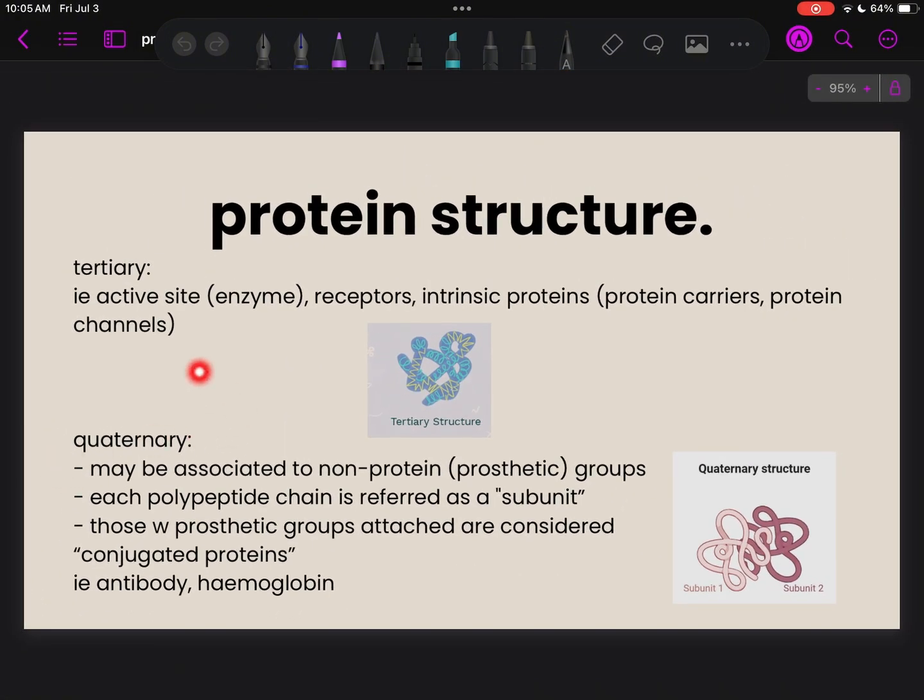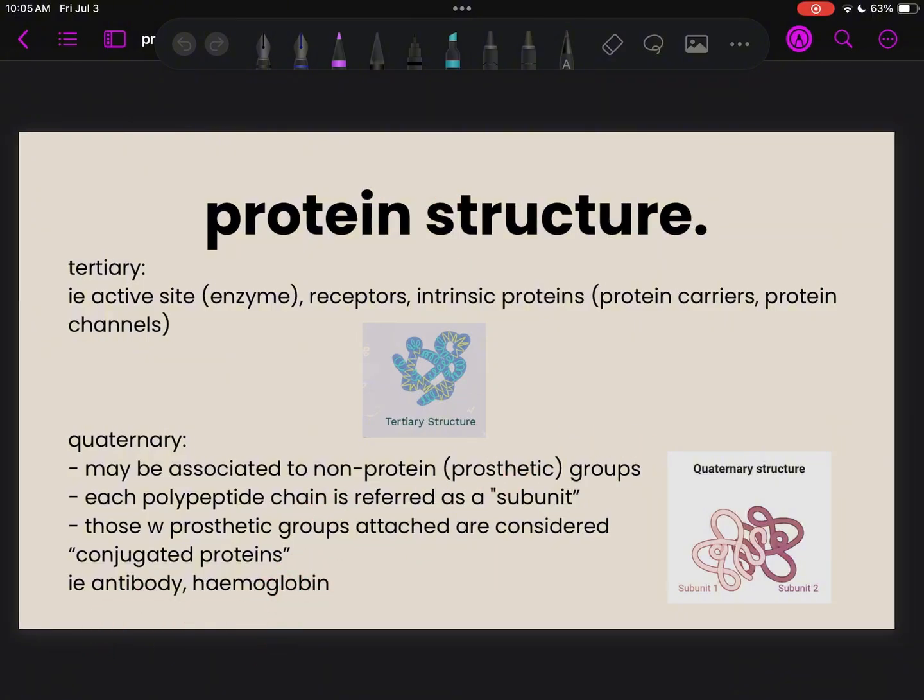For quaternary structure, these may be associated with non-protein prosthetic groups. We'll get into that more when you look into hemoglobin. Each polypeptide chain is referred to as a subunit, and those with prosthetic groups attached are considered conjugated proteins. And some examples of quaternary structure proteins are antibodies and hemoglobin, as I mentioned before. And yeah, let's move on.